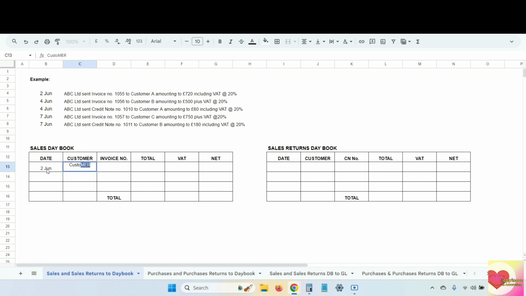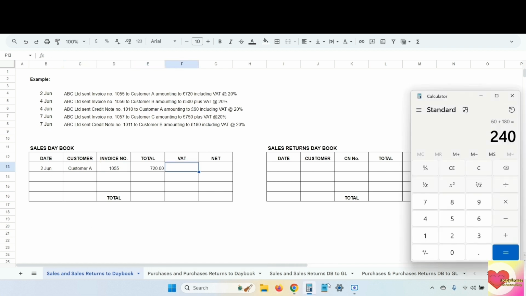Enter the details like date, customer name, and invoice number. And then we will enter the 720 in the total columns since that is the gross amount. Next column is VAT. From gross amount 720, let's divide it by 6. And we got 120 for VAT.